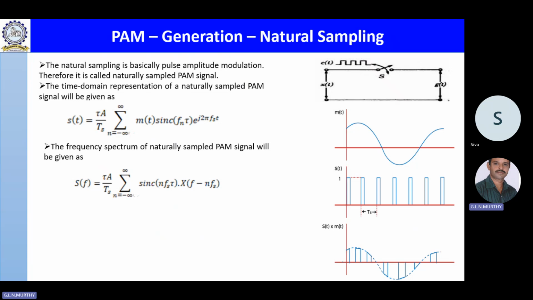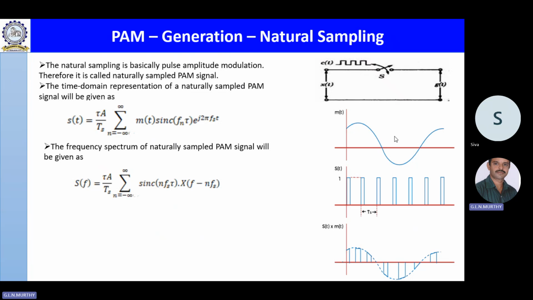We are going for the second one, natural. So in natural sampling, the switch is closed for a duration which is non-zero. What is the meaning of non-zero? The output is present for specific time instant. Switch is opened and closed, same process. Not much difference is there. But the difference is whatever is the closing of the switch, that is non-zero. It means output power is going to increase.